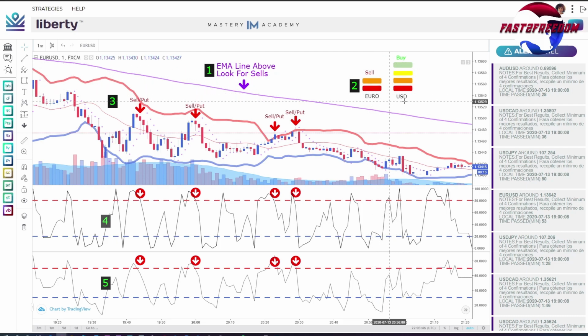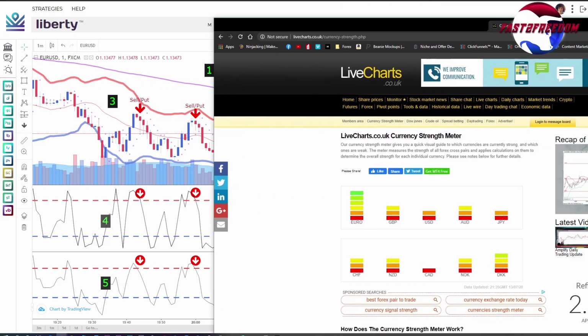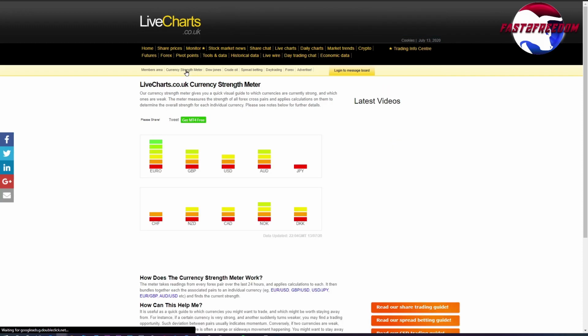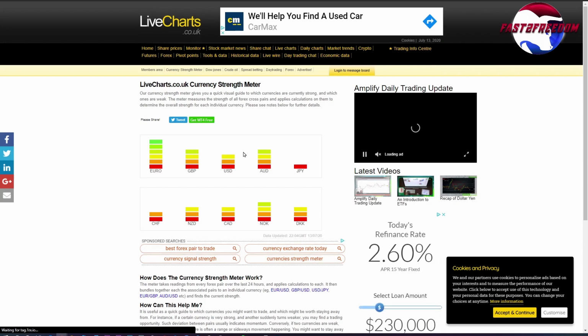So if you don't know what I'm talking about, you can go ahead and go to currency strength. Let me just pull that over here. And this is a website that gives you the currency strength at every hour or every 30 minutes. It refreshes itself. You can go ahead and click currency strength meter right here, double click it, refresh it, and it will give you the currency strength up to date.